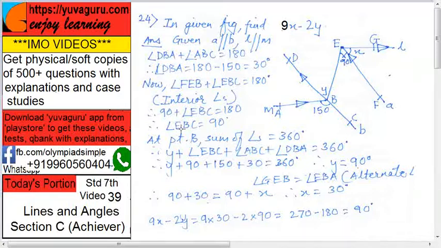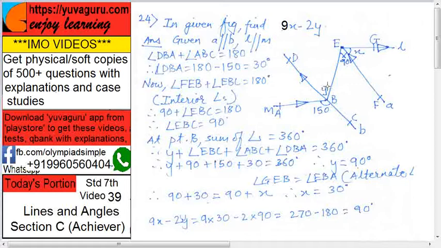So EBC is what now? 180 minus 90, that is 90. So EBC equals 90. Now as EBC is 90 and y plus EBC equals 180, so y becomes what? 90. You can solve it this way also, or directly also.